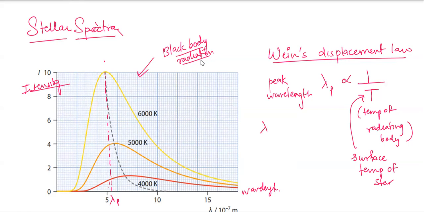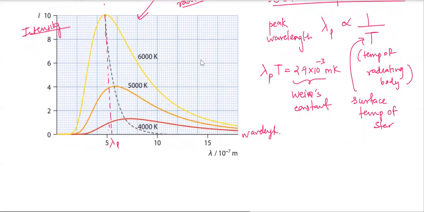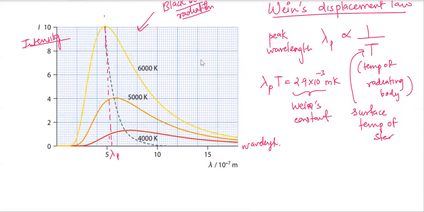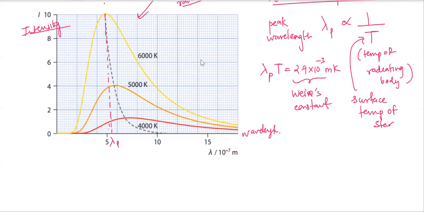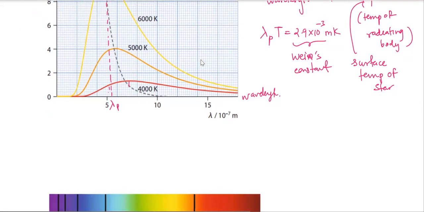Now we can write this relationship like this, and this is equal to 2.9 × 10^-3 meter kelvin. This is what we call Wien's constant, which is given in the data booklet. So if they have given you the peak wavelength, you can find the temperature. If they give the temperature, you can find the peak wavelength. Or from the graph also, you can determine the peak wavelength. As you can see in the graph, the intensity drops as the temperature decreases, but the peak wavelength increases if the temperature falls.